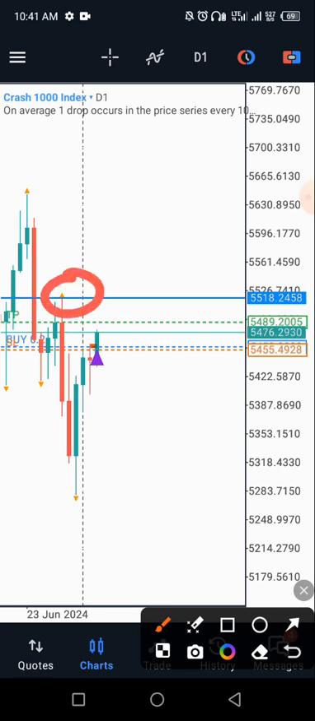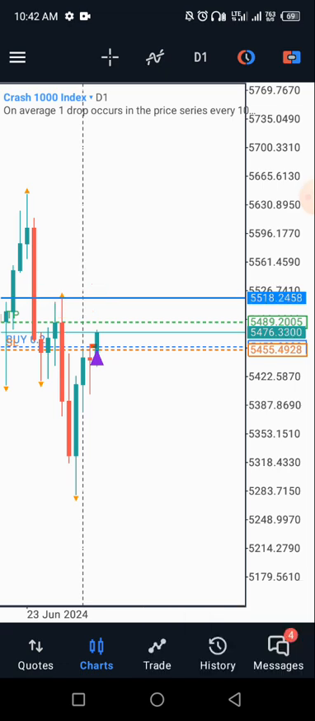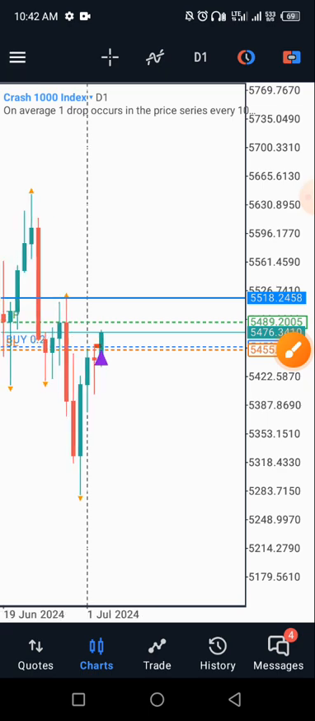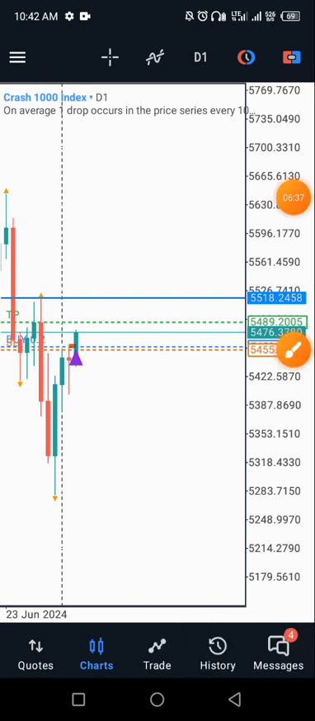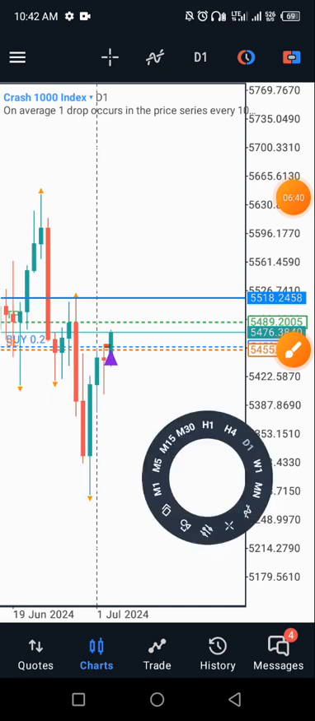You can see this is level 5518 here. Price should hit that level, because you can see that price has been on a strong buy. So guys, this is how we want to make use of this strategy in the market.